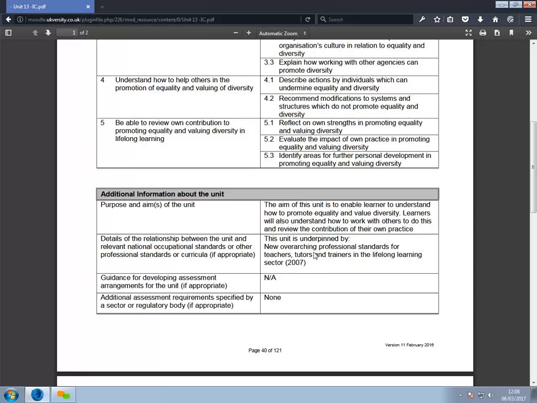This unit is underpinned by new overarching professional standards for teachers, tutors and trainers in the lifelong learning sector. That was back in 2007. There's guidance for developing assessment arrangements in the unit, and additional assessment requirements specified by the sector or regulatory body. There are none for this particular one.